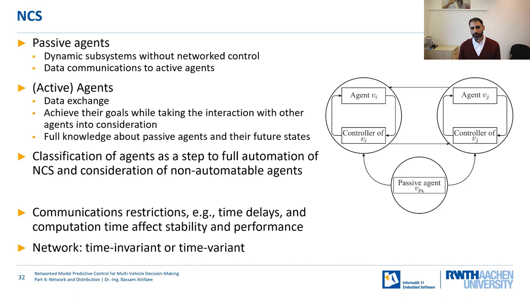So in such a network control system, we have to deal with communication. Communication has restrictions, for example, time delay. The example of pedestrians walking, right? We don't just have delays in communications, we have also packet drops, data losses. Not every information sent arrives, right? And we deal with computation time. The computation time could be high depending on how we compute and how large our system is. Both communication and computation affect the stability and performance of a network control system.